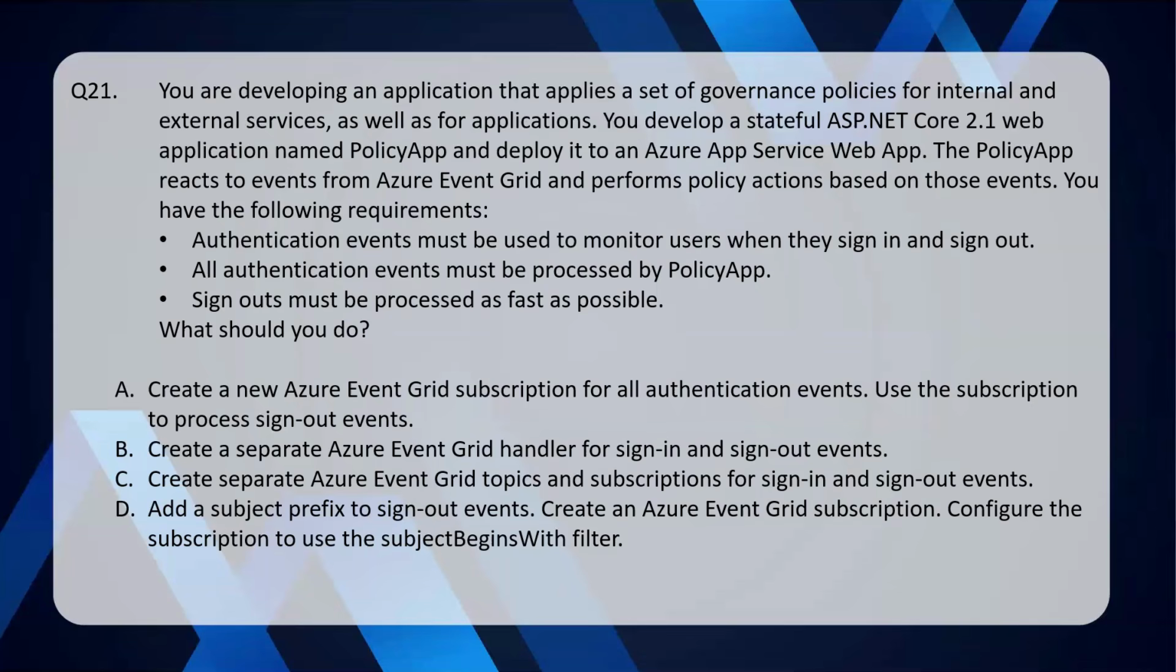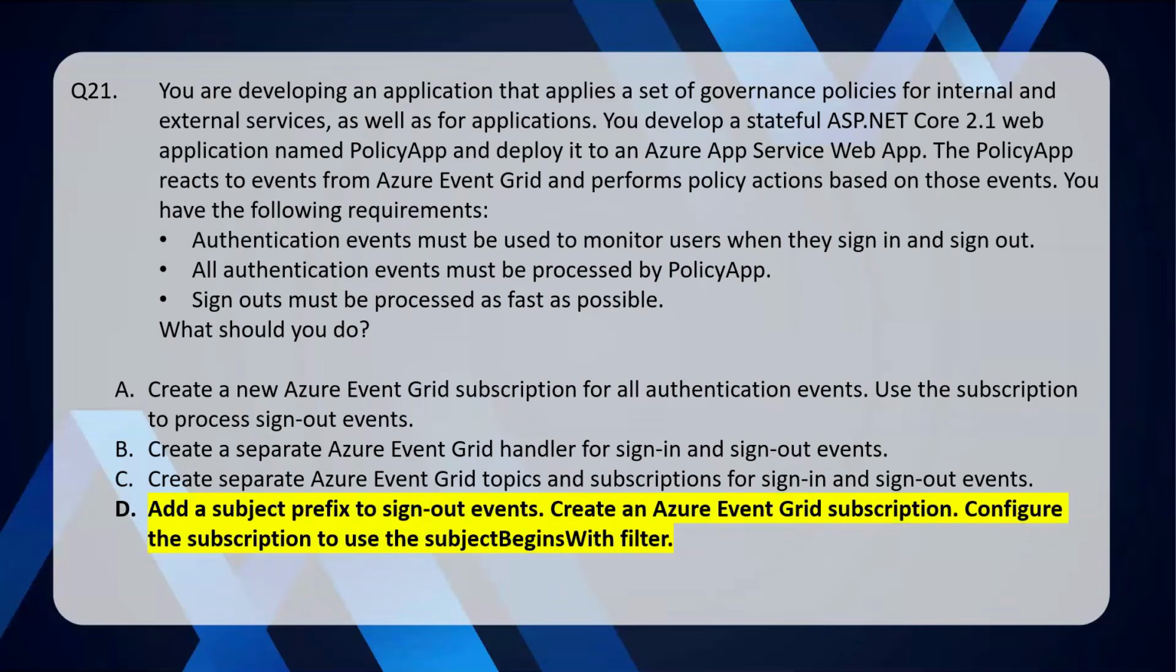Create an Azure Event Grid subscription. Configure the subscription to use the subject begins with filter. Now friends, by adding a subject prefix to sign-out events, you can filter them at the Event Grid subscription level using subject begins with. This means only sign-out events are routed to a dedicated handler or endpoint, allowing your app to process them faster and separately from other events. This approach is scalable, efficient, and optimized for performance without duplicating unnecessary infrastructure.